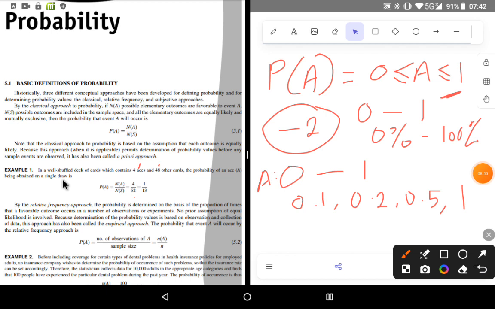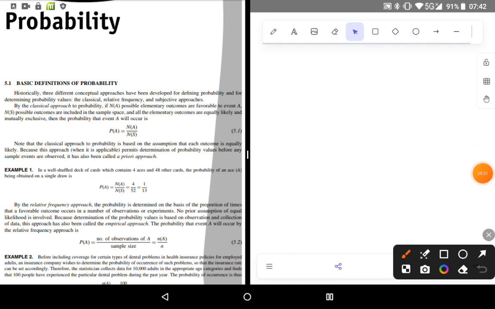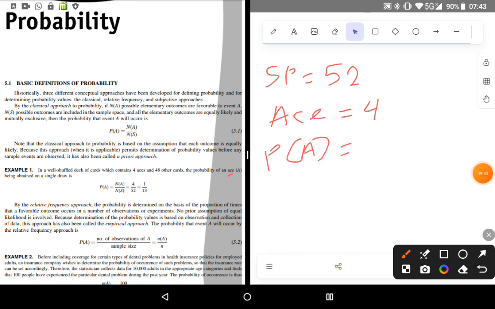So to do that, I'll say I have 52 as total, right? My sample space is equal to 52. Then for me to get an ace, it will be how many times ace occurs in this deck of cards: 4 times, which means if I'm to find the probability of getting an ace, it will be 4 out of 52. That will now give me 1 over 13.